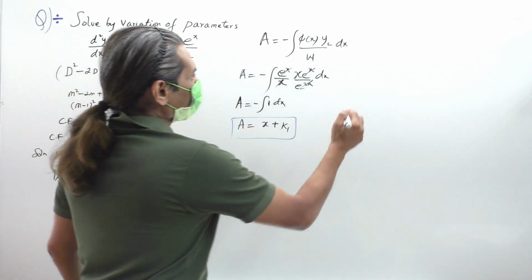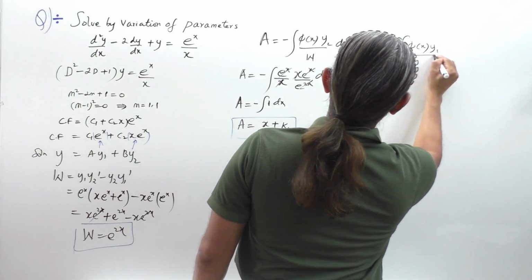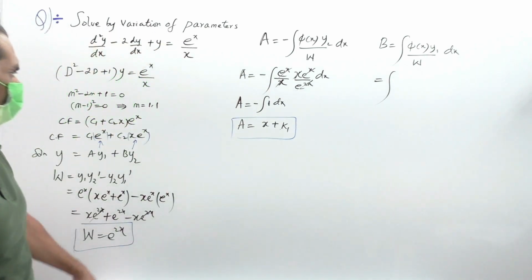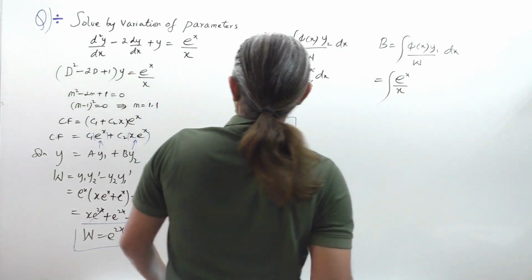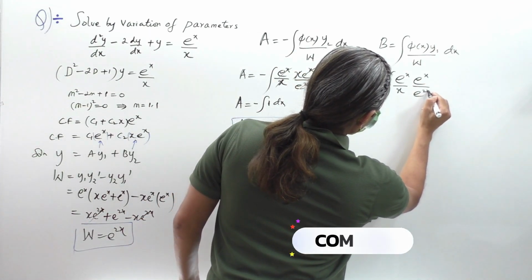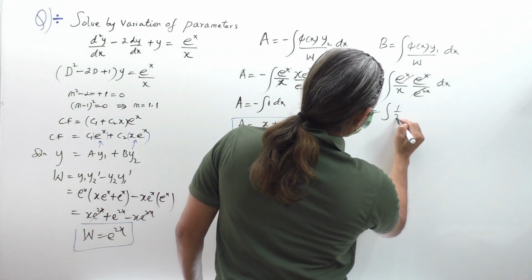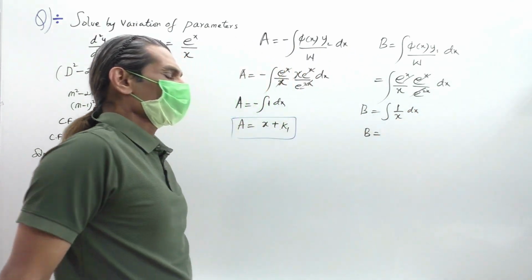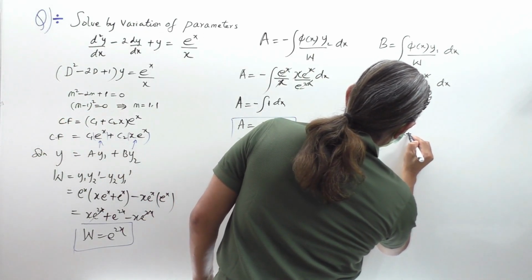Now let's find b. b is equal to, again, integration of phi of x into y1 divided by W dx. That is equal to integration of, what is phi of x? e^x over x, into, what's y1 here? It is e^x, over e^2x upon W, dx. Again it cancels, what remains? 1 by x. So b is equal to integration of 1 by x dx. Again a very simple integration. Integration of 1 over x is log x, plus a constant, say k2.